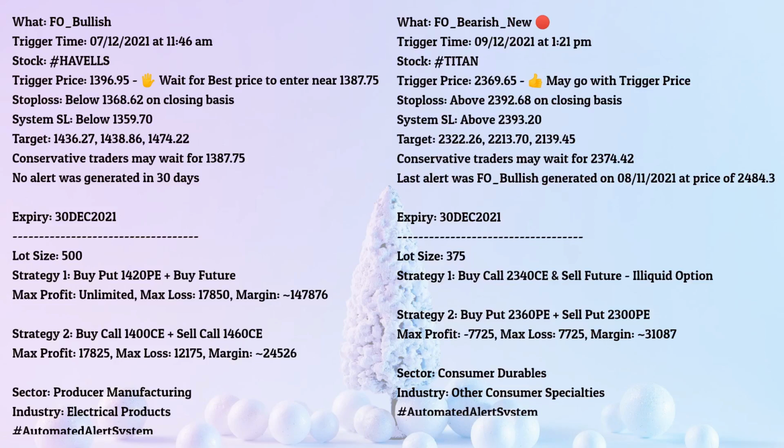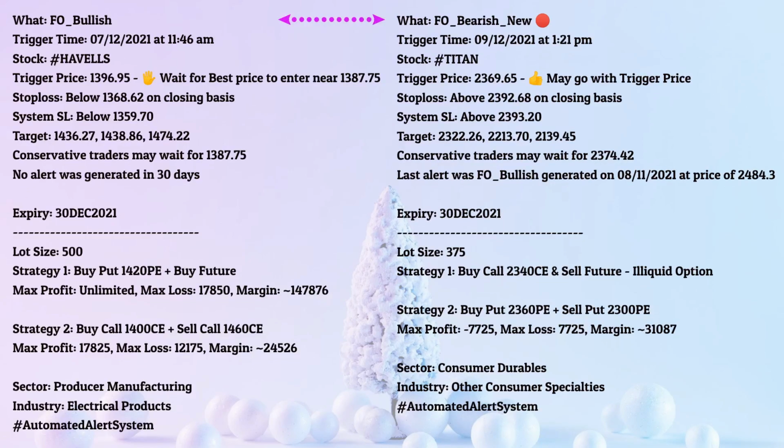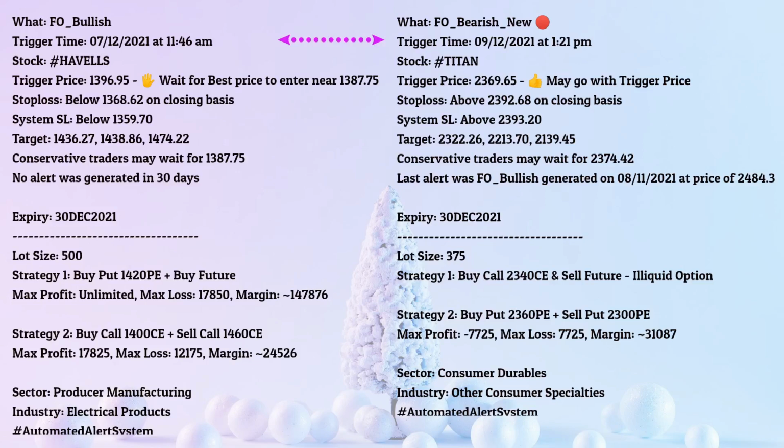Now, how to read the alert. You will get the alert in this format. The first line of the alert talks about what type of alert this is, bullish or bearish. To make it more eye-catching we have added a green circle for a bullish alert and a red circle for a bearish alert. The next line is trigger time, which is self-explanatory: when and at what time this alert has been generated. Now come to the third line, which tells you for which stock this alert has been generated. Hope these 3 lines are now clear to you.